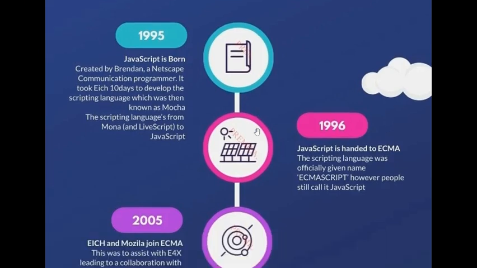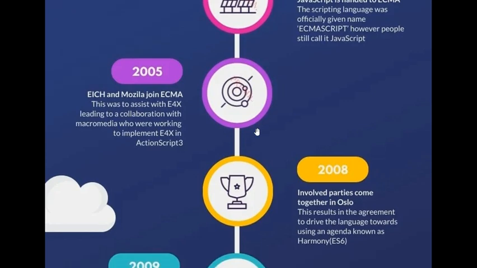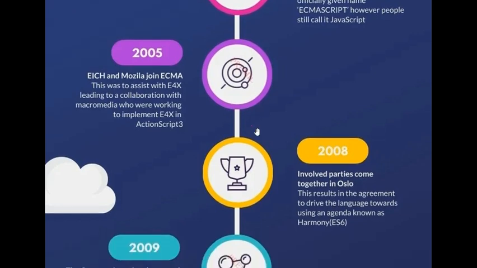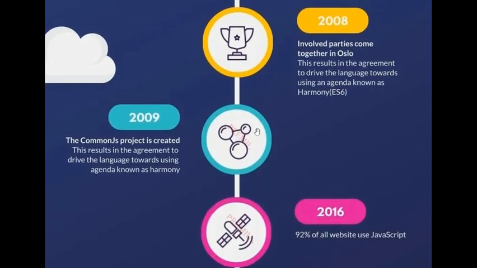So this is how JavaScript was founded, and in 2005 Eich and Mozilla joined ECMA. This was to assist with E4X, leading to a collaboration with Macromedia, who were working to implement E4X in ActionScript 3. In 2008, the involved parties came together in Oslo. In 2009 the CommonJS project was created. This resulted in the agreement to drive the language towards an agenda known as Harmony.